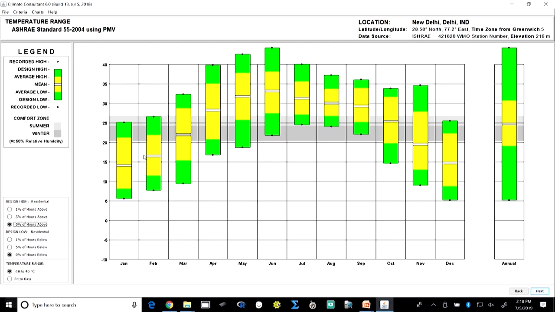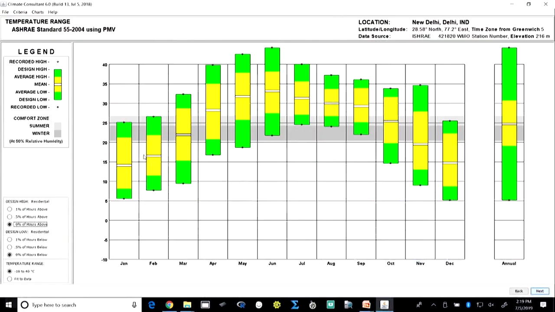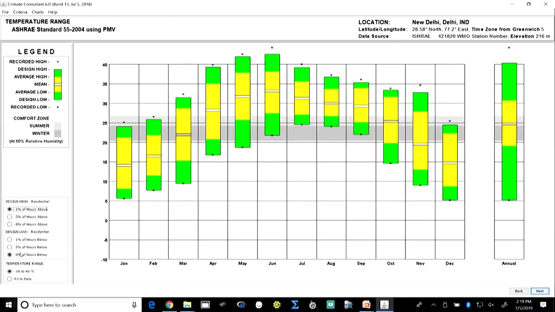However, it is not a very good idea, because this percentage actually defines how much of the loading is going to be there in a building, the peak loading, but we should always understand that the peak loading is going to be there only for a limited few hours. So, the maximum temperature which has been recorded is going to be there for maximum 1 hour or 2 hours in a year. So, if we take it to be 1% of the hours above, we are taking only 1% of the hours which will not be brought to the comfort range with the design strategies which we are going to adopt. The same is for design low.